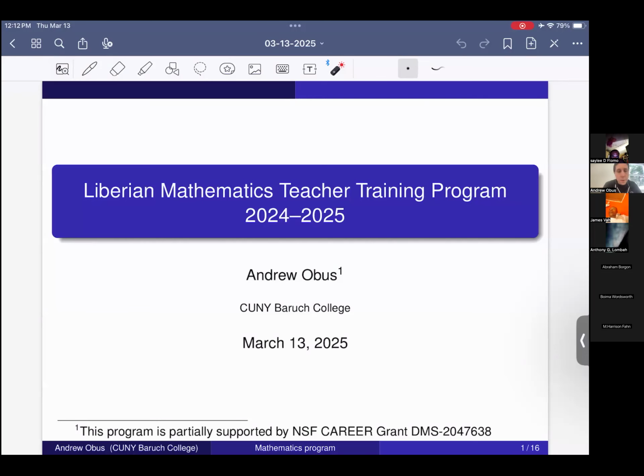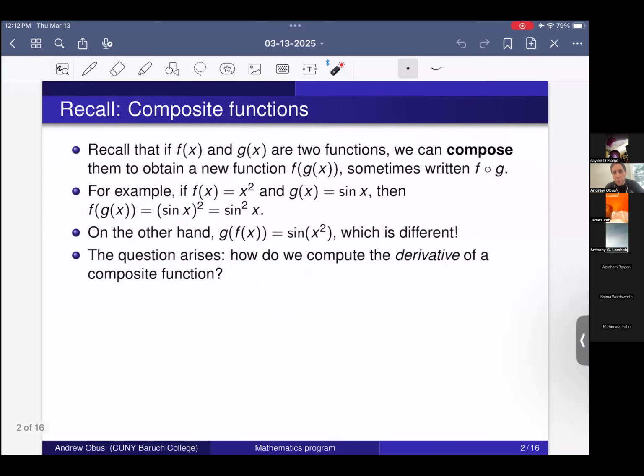Here's what we have. What we talked about last time, if you want to remember, is these composite functions, right? When we had two functions, one of which is called f of x and the other is called g of x, we were able to compose them in order to obtain a new function that we call f of g of x, sometimes written f following g.